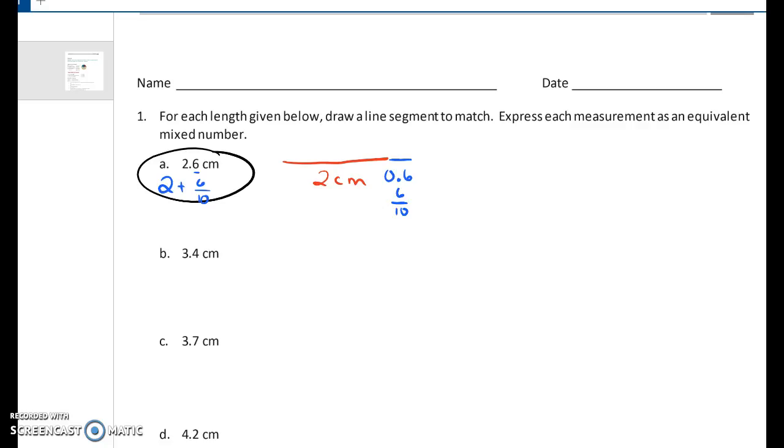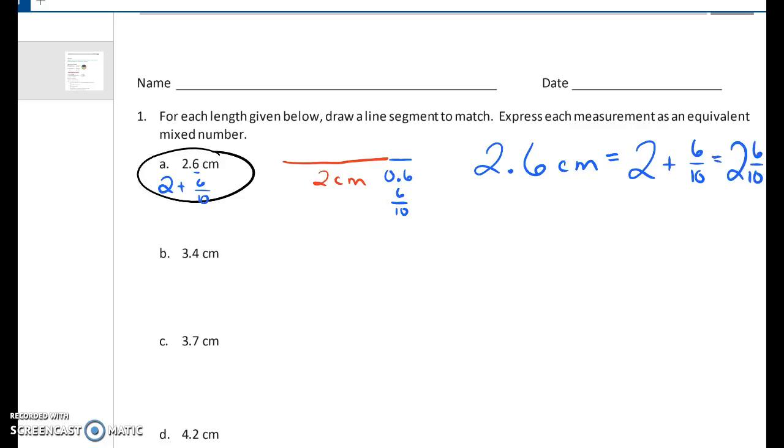Okay, thank you. So then it says express each measurement as an equivalent mixed number. So we know that this is 2 6/10 centimeters, or 2.6 centimeters. What would be the equivalent mixed number? We already wrote right here. What is our fraction, everybody? 6/10, right? So we know that 2.6 equals 2 plus 6/10, and we know that 2 plus 6/10 equals what? 2 6/10. Raise your hand if that makes sense to you.